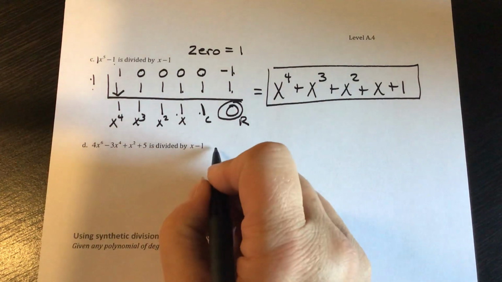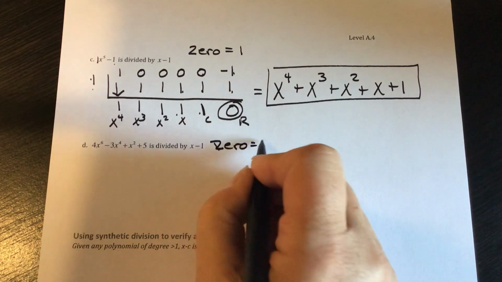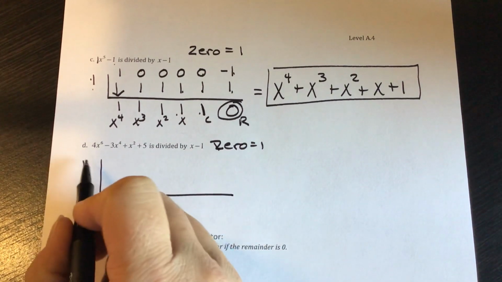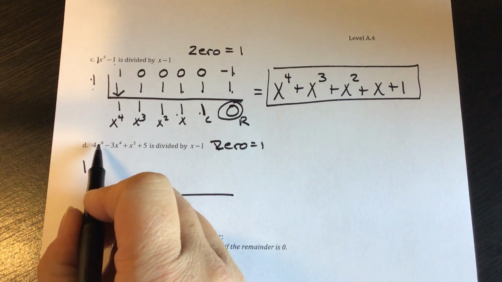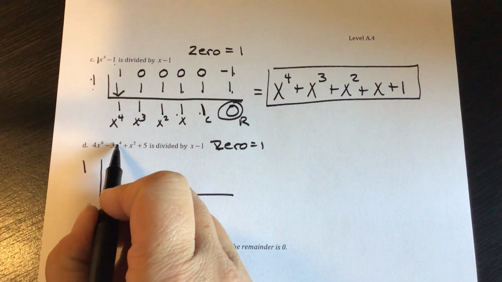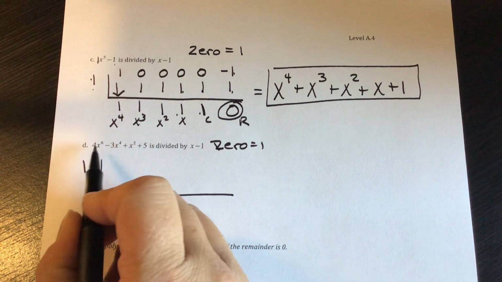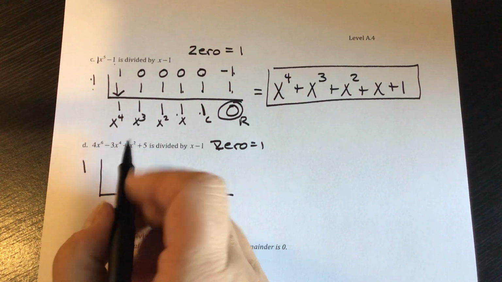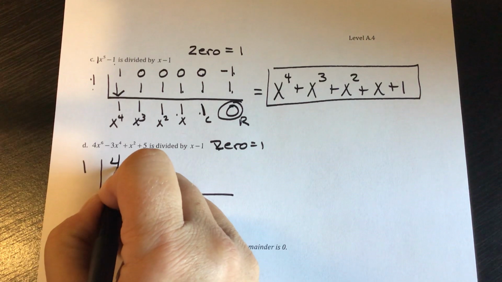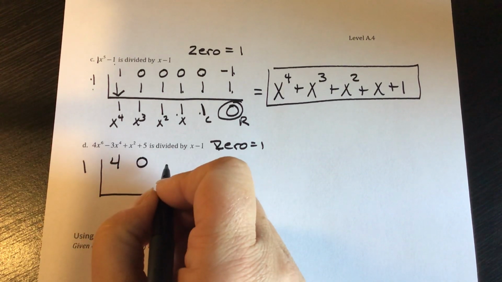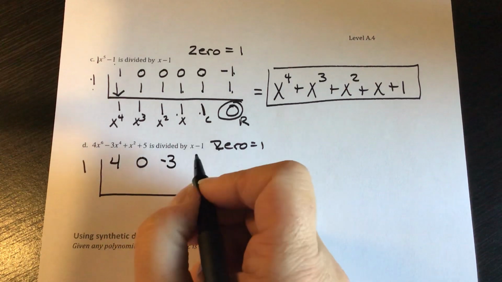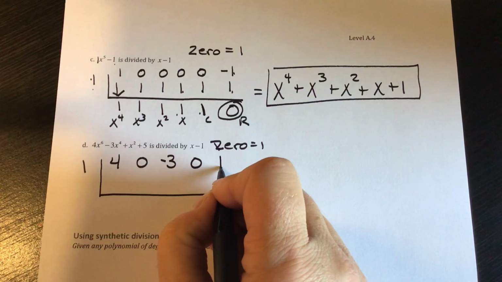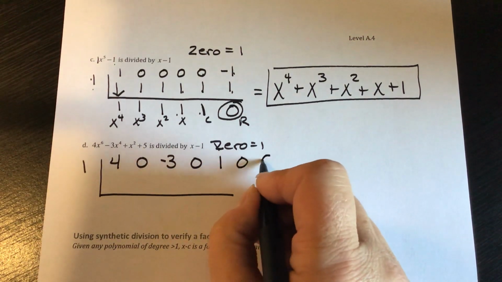So one last one, I have my zero is 1. So I'm going to divide again by 1. So here my coefficients, I have a 6, I'm missing a 5, and a 3, and a 1. So I'm missing my odd exponents. So I'm going to start with 4x to the 6th, 0x to the 5th, negative 3x to the 4th, 0x to the 3rd, 1x squared, 0x, and then a 5.